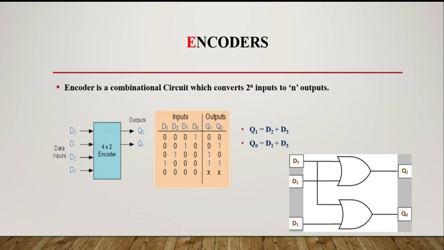Okay. Here I have taken a 4 into 2 encoder and made this truth table. Q1 is equal to D2 plus D3, Q0 is equal to D1 plus D3. It is taken from this truth table. We can construct the encoder like this. So let's construct it on our circuit logic simulator.